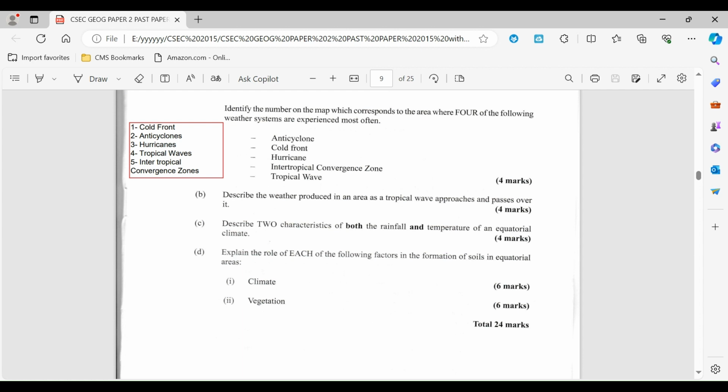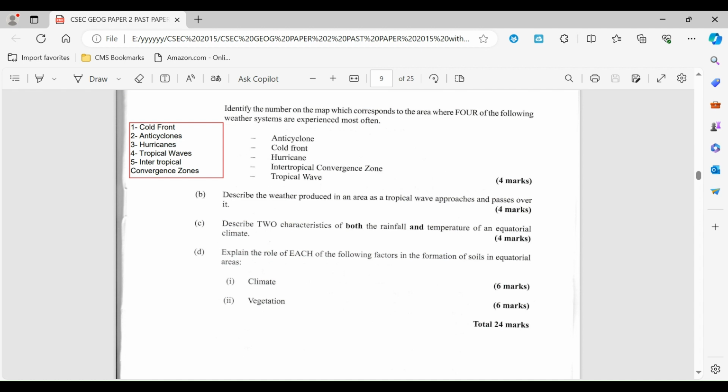Before the tropical wave arrives, it is generally sunny with clear skies. When the wave arrives, the sky becomes overcast with cumulonimbus clouds and winds change from the northeast to the southeast. Then you have heavy rainfall and gusting winds. When the wave passes, there may be light rain as the sky becomes very clear. Now that is 4 marks for you to tell us what happened when the tropical wave is approaching and when it passes over.